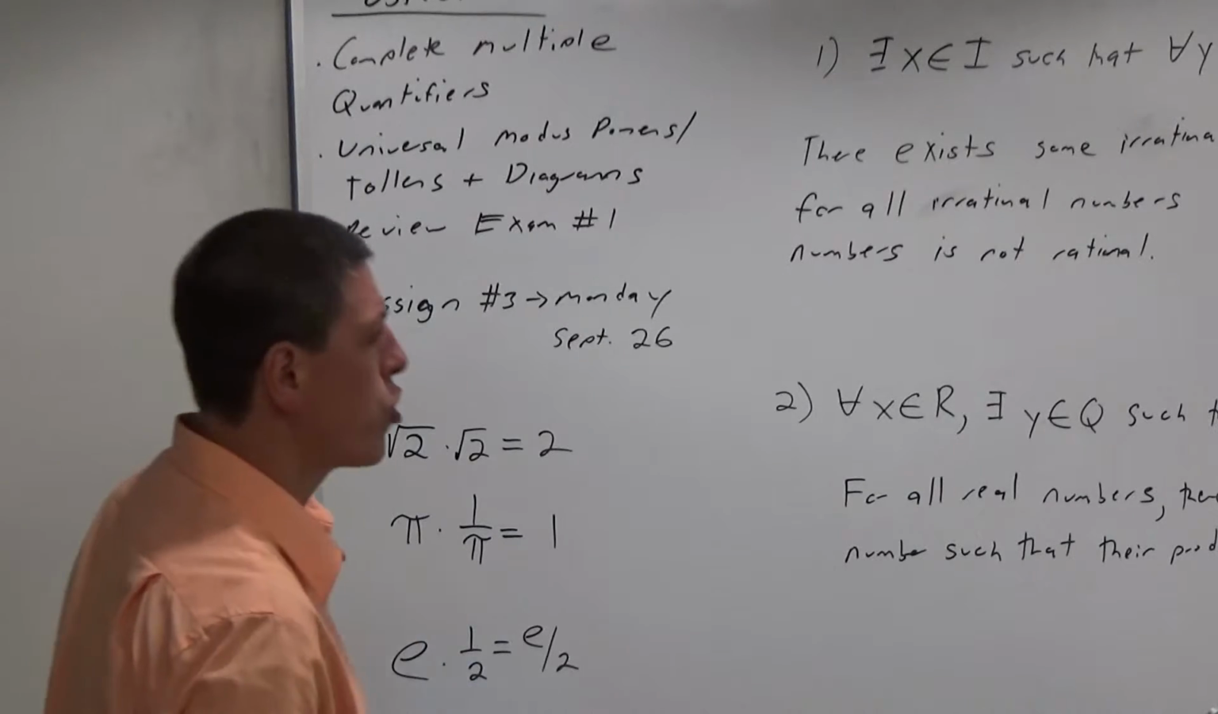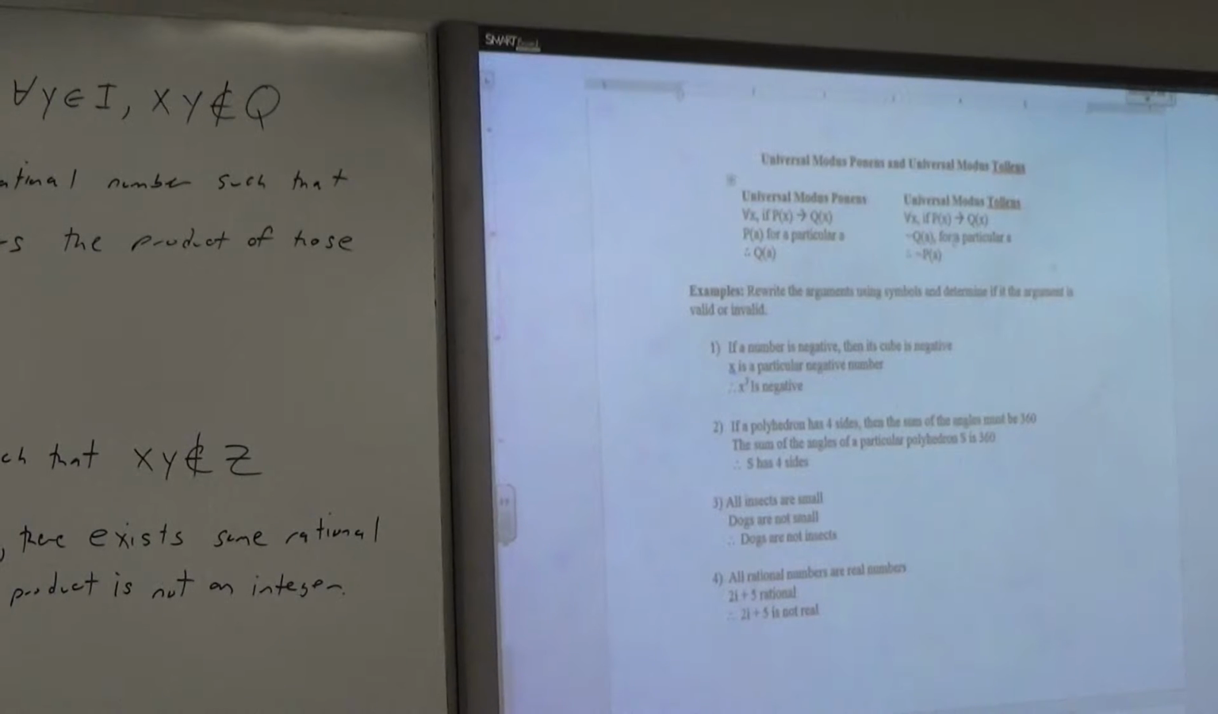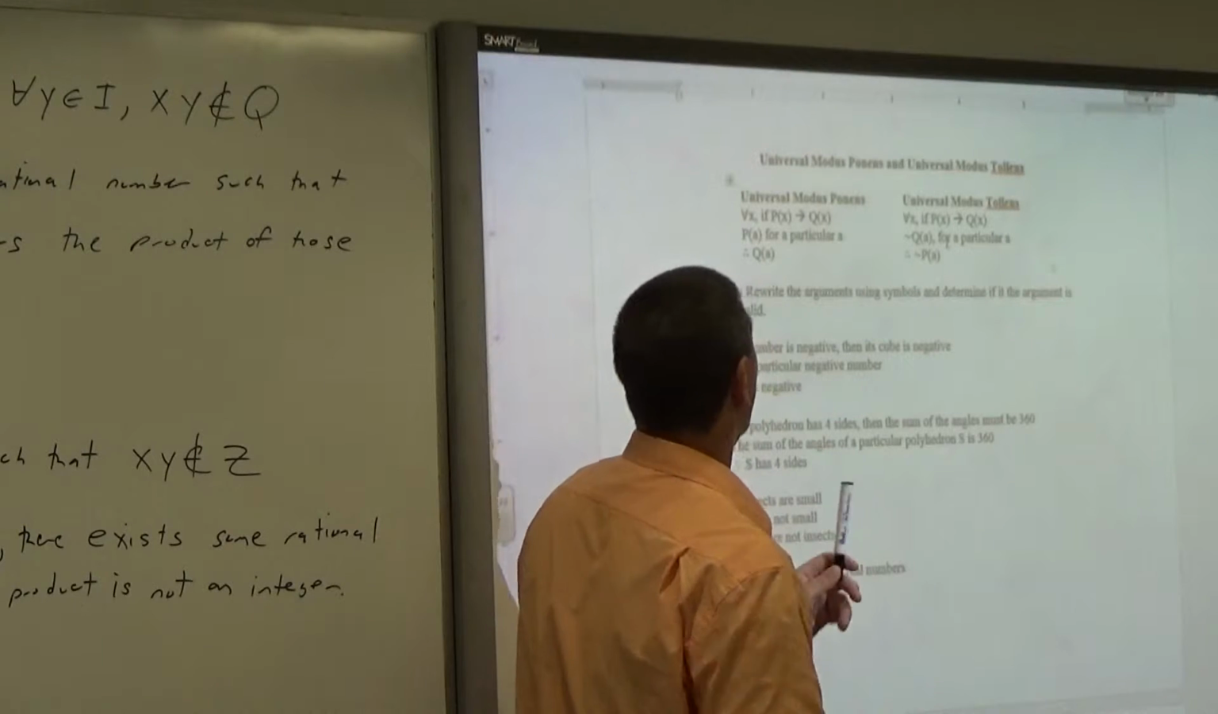Let's take a look at universal modus ponens and modus tollens. Okay? So we've worked a lot with modus ponens. We've worked a lot with modus tollens. They're all fairly easy, not meant to be too difficult. We know the form of modus ponens. P implies Q, P, therefore Q.